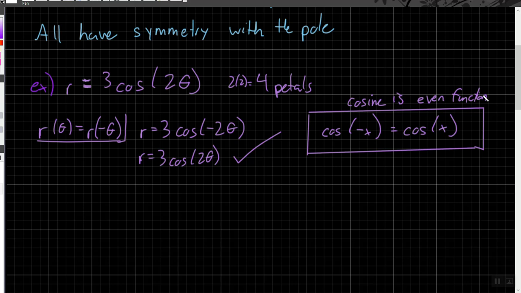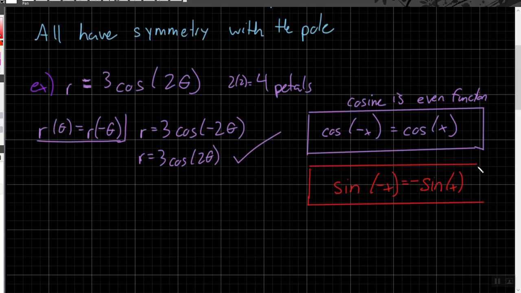Do you want to write what sine is? Okay, it's an odd function. So sine with a negative argument is the same as negative sine of x. The negative would come out because it's an odd function. Sine is an odd function, so that would be true for sine.